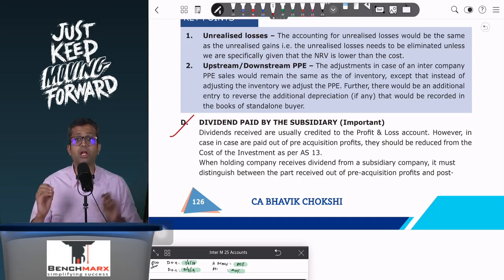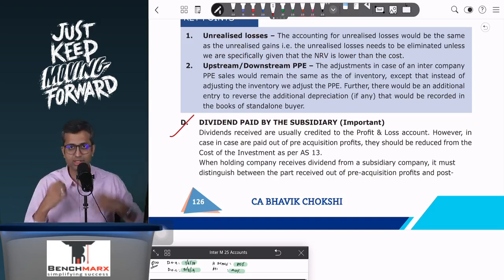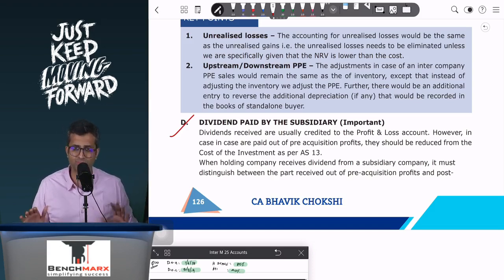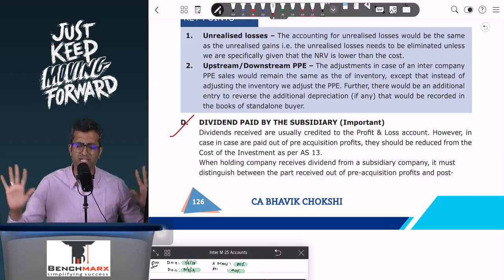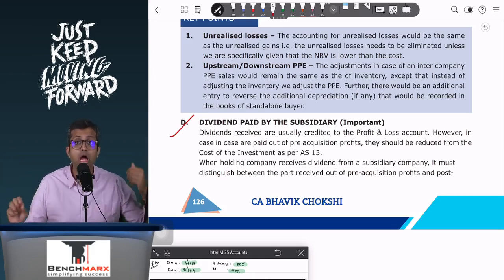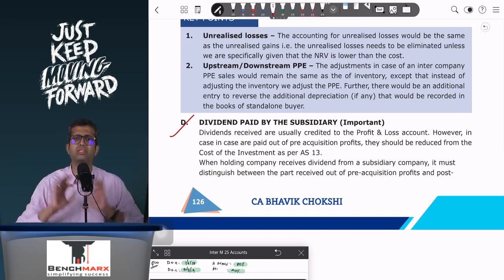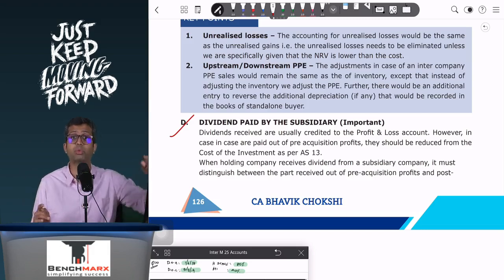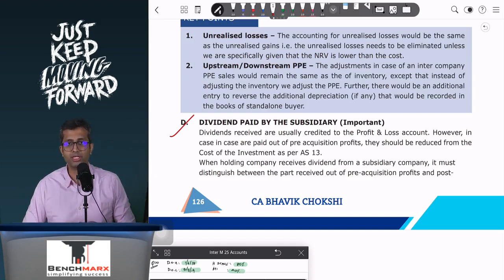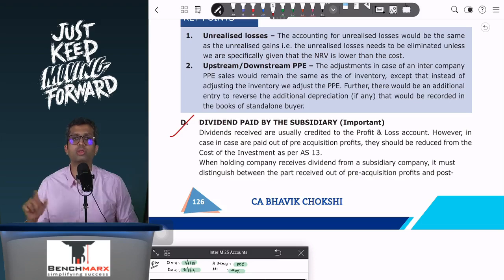Now, if the company had correctly done the adjustment, that is, if the holding company received the pre-acquisition dividend and it credited it to the investment, then there is no other adjustment needed. There's no rectification needed. Or if the dividend was paid out of post-acquisition profits and the company took it directly to the P&L account, then there is no rectification needed. However, the problem will arise when? The problem will arise where the holding company erroneously took the pre-acquisition dividend to the P&L account.